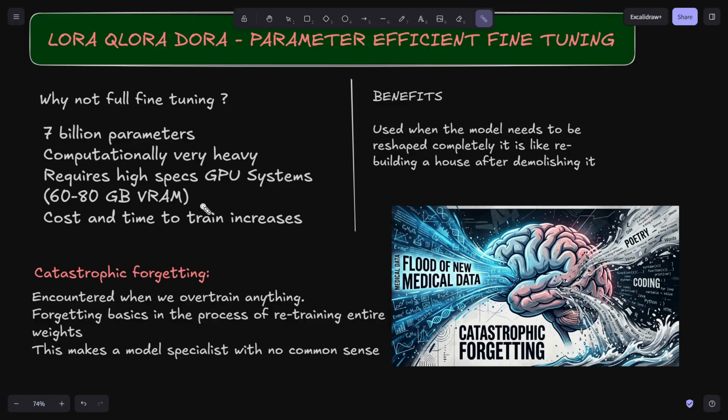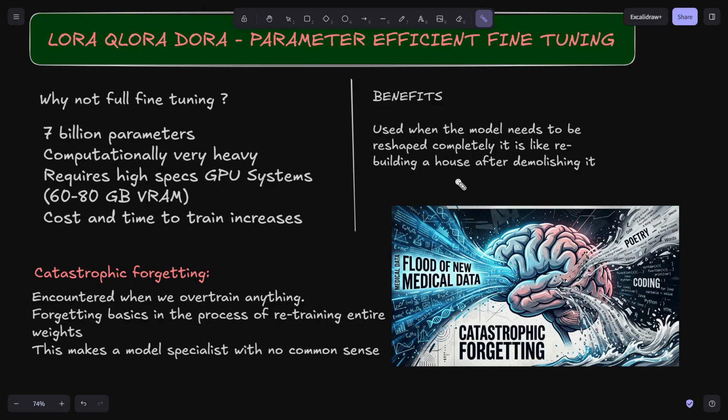And even at industrial scale, where you have GPU systems of 60 to 80 GB VRAM, the cost and time for training will increase. But there are some benefits to full fine tuning also. Let's say you want to completely reshape a model. Then obviously you will do full fine tuning. It is like building a house after demolishing it, so you can retrain it the way you want.